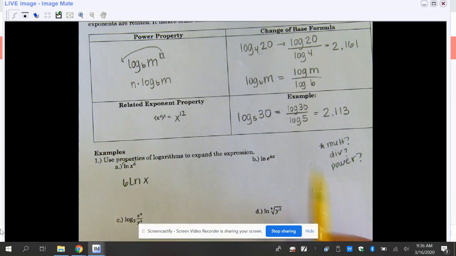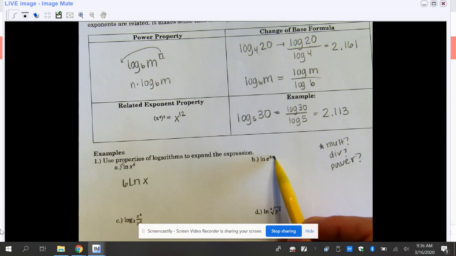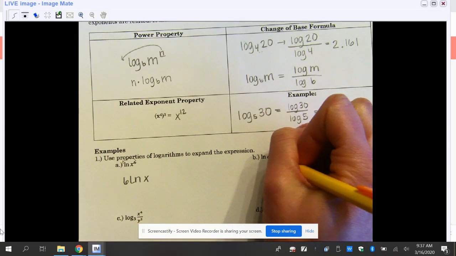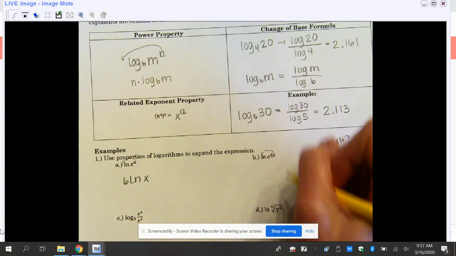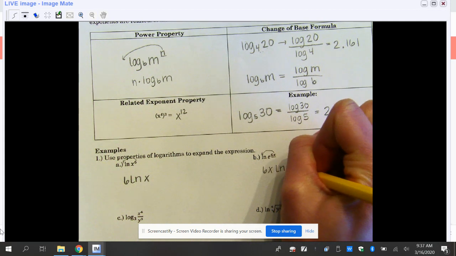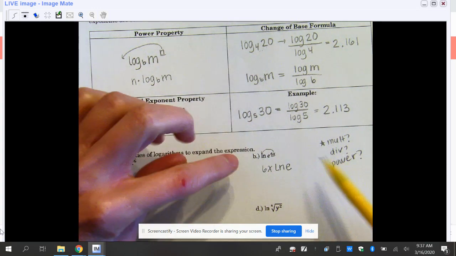In this one, I've got the natural log of e to the 6x. So this e, that's the base of the exponent. That's not being multiplied or divided by anything. So this whole thing is my power, the 6x. So I'm just going to bring that out front, and that's now going to be 6x times the natural log of e. Now we have to ask ourselves, can I simplify that?